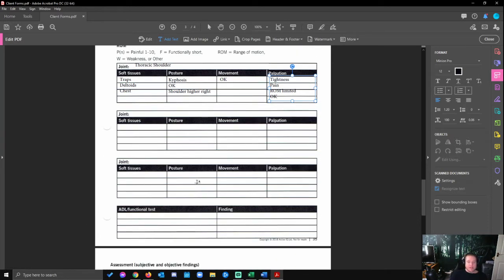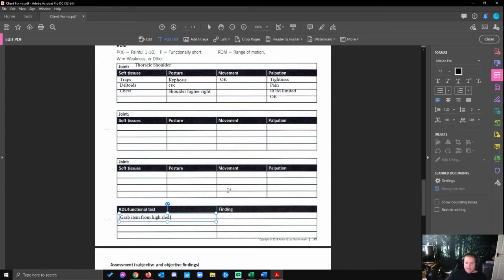ADL functional test. So these bottom boxes now, ADL stands for activity of daily living. So effectively we're asking them to perform a test of something they do on a daily basis to try and replicate the pain or the problem that they've come in for, so we can see it firsthand. So if they've come in and it is, let's just say shoulder pain, they may struggle, sorry, to reach something off a shelf. So we're just going to put in here, grab item from high shelf.